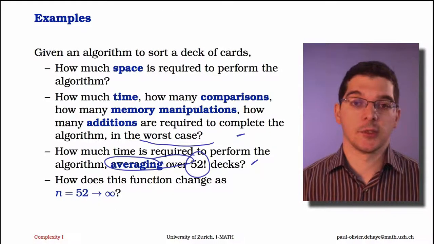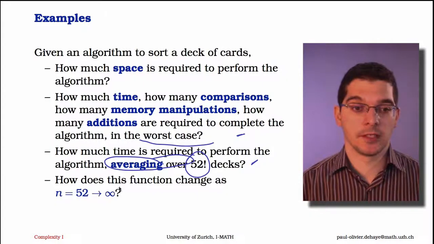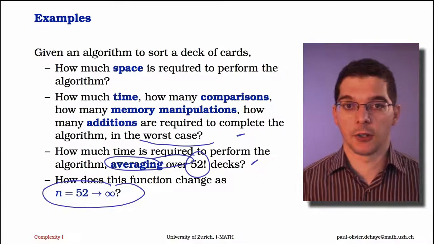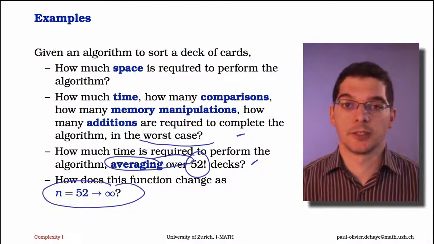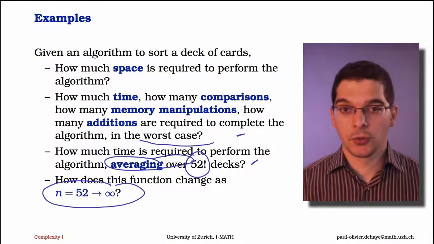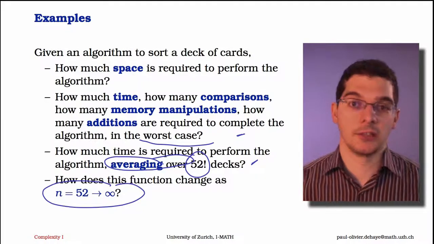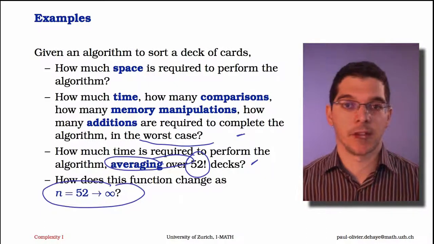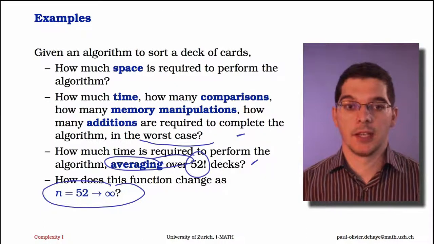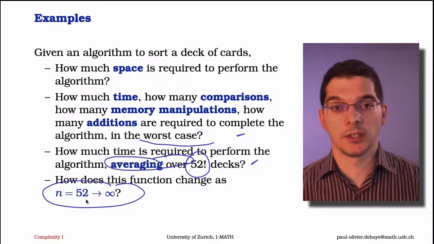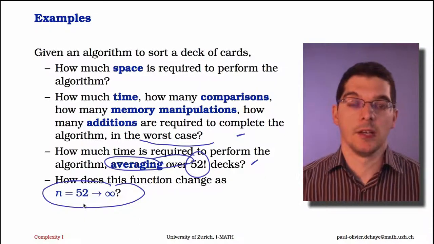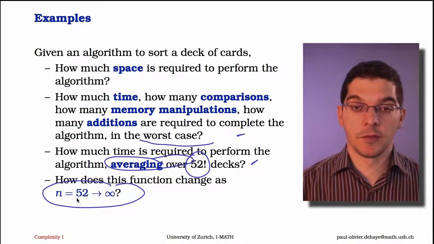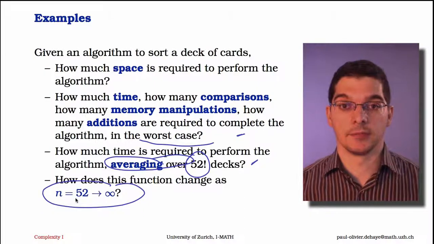Finally, I've just asked all those questions for 52 cards, but you can be interested in what happens when n equals 52 goes to infinity, when you're talking about larger and larger decks of cards. So for instance, instead of cards, let's look at the phone book. You take all the names of people in Zurich, and you aim to sort all those names. So hundreds of thousands. How long will it take you? The performance of an algorithm at the level of 52 cards might be very different from the performance at this size. It will be slower, but it might not scale exactly as you expect from 52 to 100,000 or 200,000.